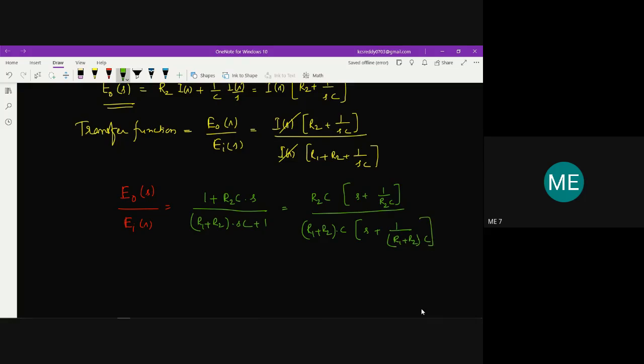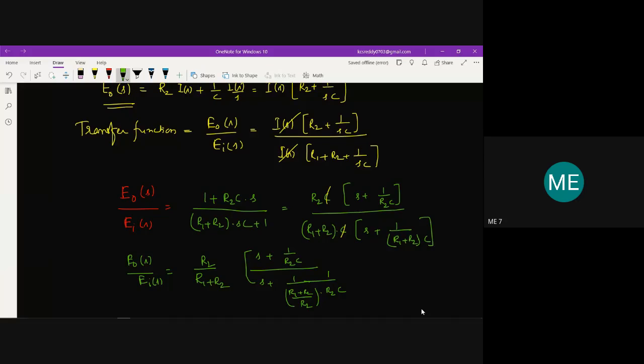So this is what I am going to get. e naught of s divided by ei of s can be written as R2 C over R1 plus R2 into C, so C will be cancelled out. So I'll get R2 by R1 plus R2 into s plus 1 by R2 C divided by s plus, here I'll write, R1 plus R2 by R2 into R2 into C.